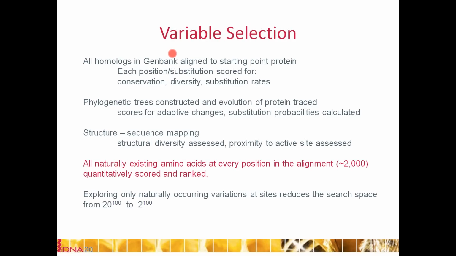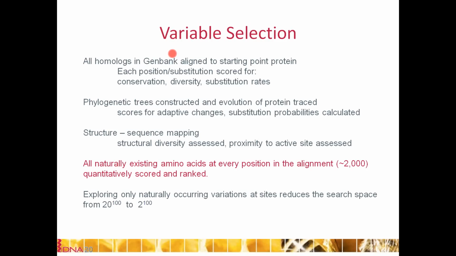What we tend to do is look at conservation, for instance. If you have a position where, say, 80% has a cysteine and 20% have other things, you probably want to keep that cysteine and stay away from the other things. So we give the cysteine a high score and the other things a lower score. That's for conservation.